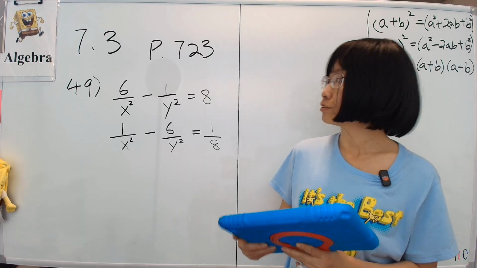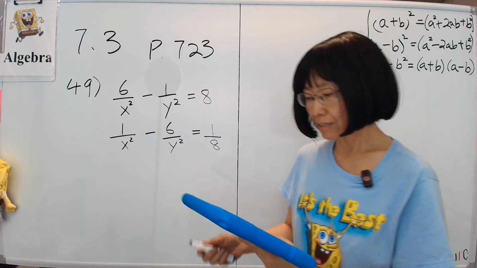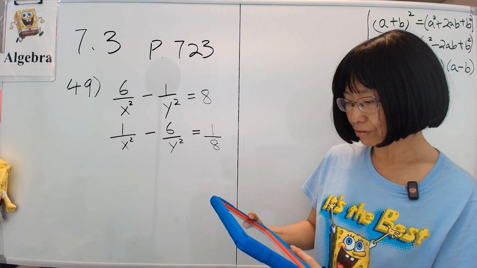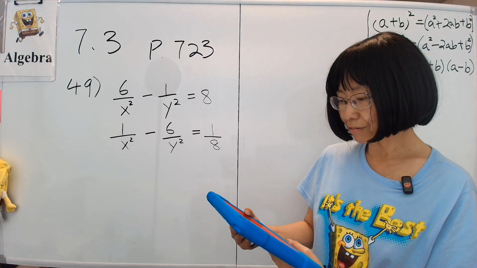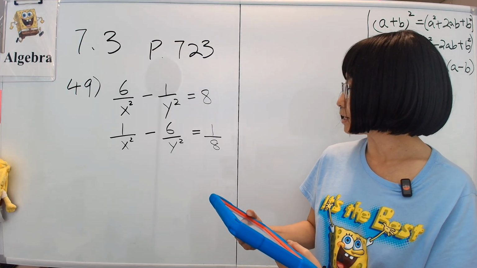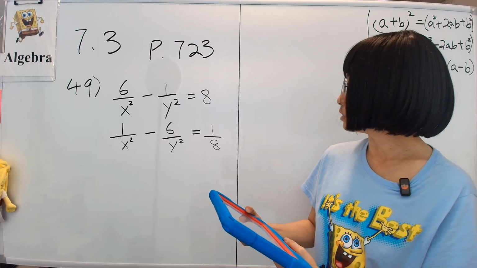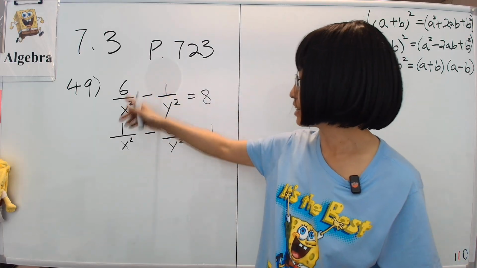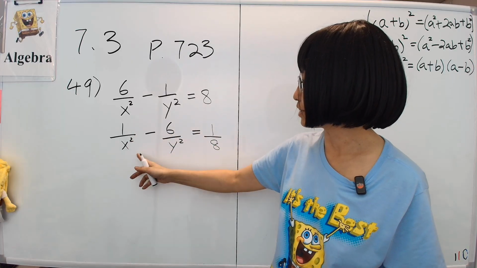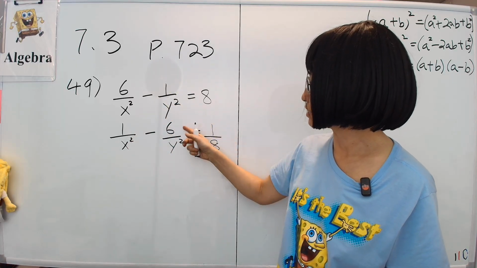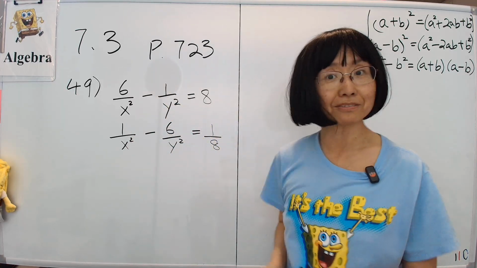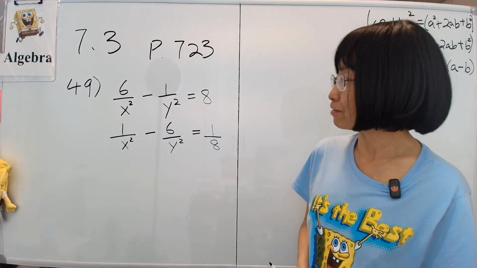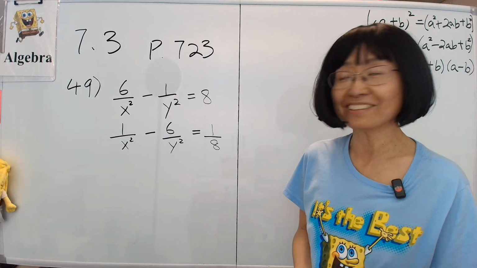Okay, next let's do problem 49. Now we have 6 over x squared minus 1 over y squared equals 8, and 1 over x squared minus 6 over y squared equals 1 over 8. How cute. I mean, look at how symmetrical this thing is. It's 6 over x squared, 1 over x squared, 1 over y squared, 6 over y squared, 8, 1 over 8. Does that mean anything? Not that I know of right now, but it's cute anyway.